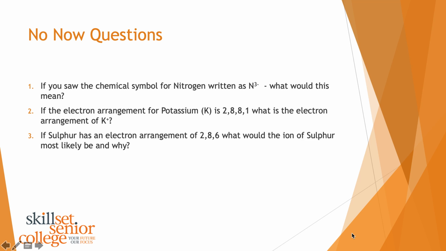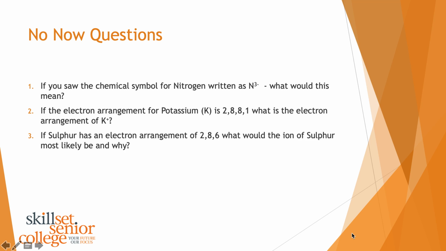Number 2, if the electron arrangement for potassium, which has the chemical symbol K, is 2881, what is the electron arrangement of K plus?